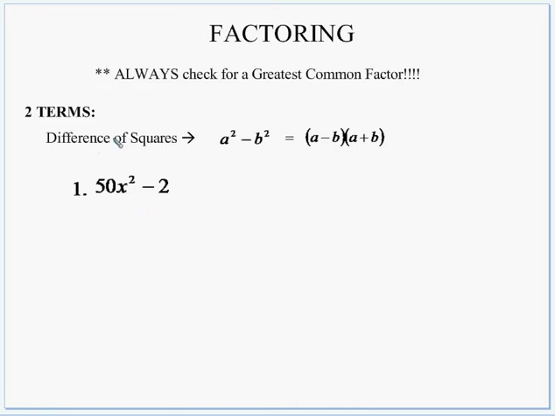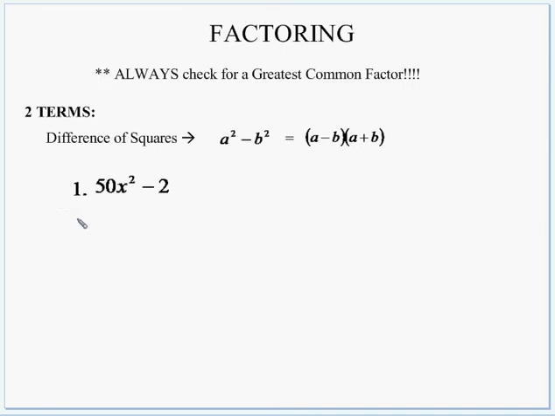Our first one is difference of squares, meaning our first and last term are both perfect squares and there's a difference between them. What happens is your final answer would just be a minus b and a plus b. These two can go back and forth. It doesn't matter which one goes first. So for our first example, we have 50x squared minus 2.